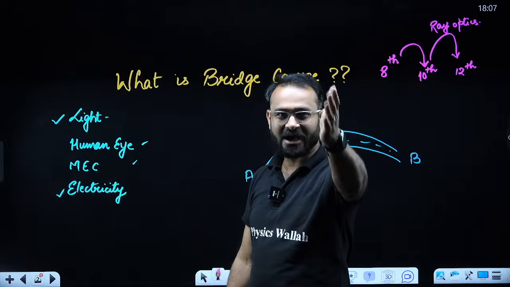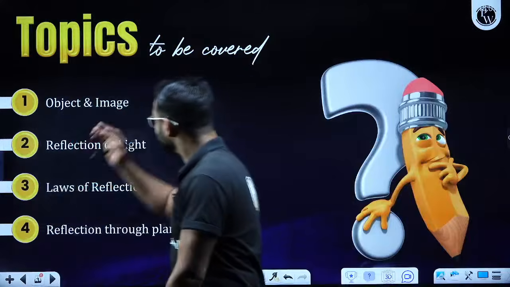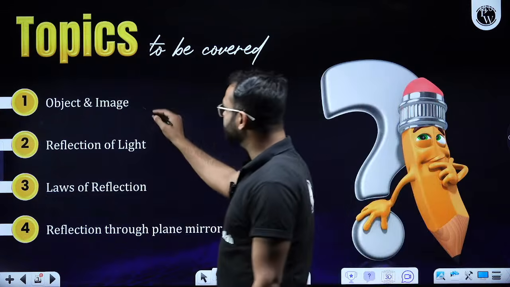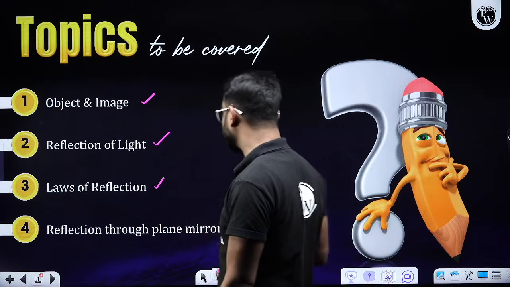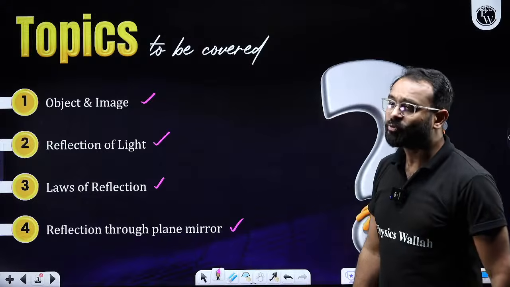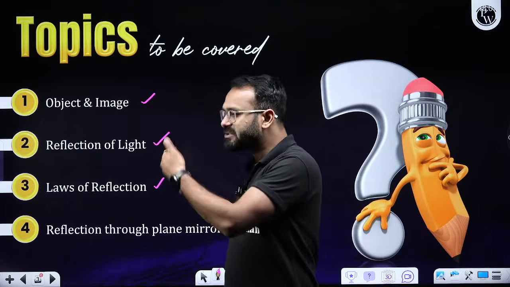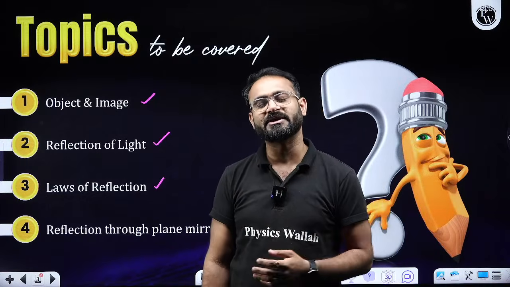Are you ready? Yes. Let's begin. So what topics are we going to cover today? That is object and image, then reflection of light, laws of reflection, reflection through plane mirror. Those who are already making up their minds that we are already familiar with these topics, we already know these topics.